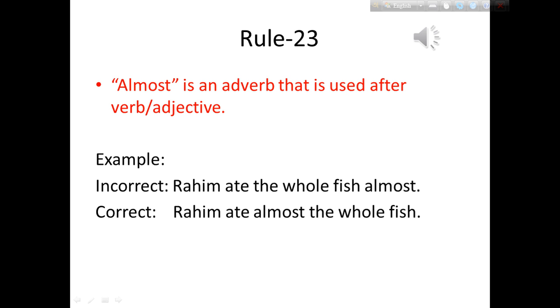So let's see the example. Here the given sentence is Rohim ate the whole fish almost. So according to the rule, we have to use the adverb almost just after the verb. So the correct sentence will be Rohim ate almost the whole fish.